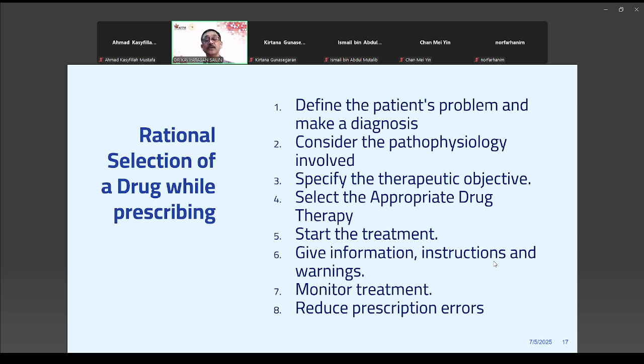Here you have referred the patient, but in any other case where you're giving steroid, for example, an asthma patient with acute asthma, you give steroid and ask the patient to come back and see you in a specific time. So it depends on the duration. And then you need to monitor the treatment and, if possible, reduce prescription error.